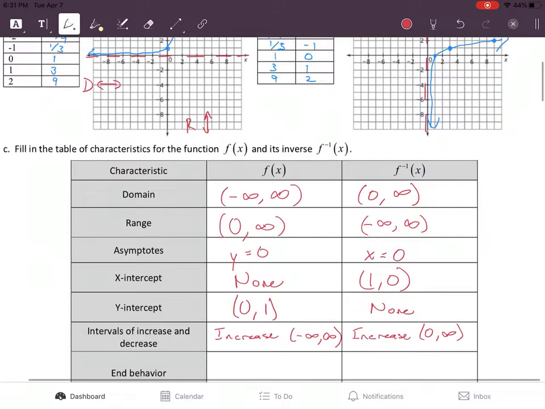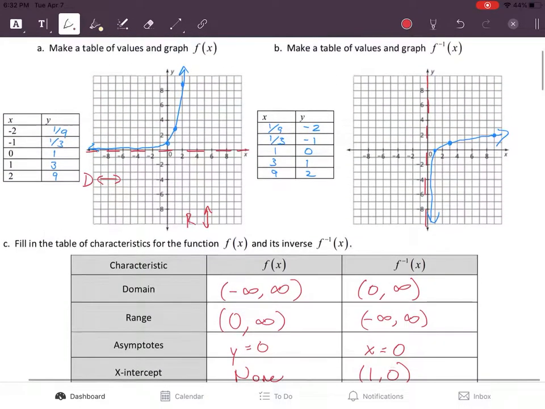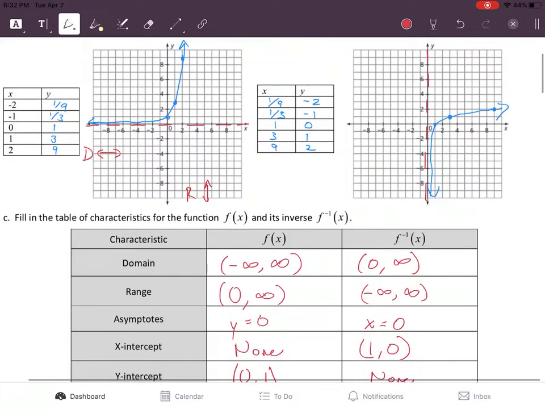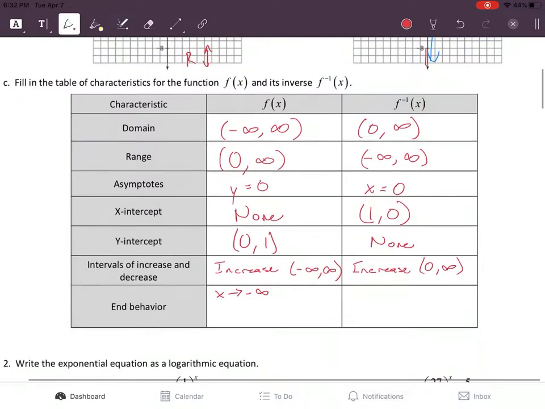Okay. And lastly, the end behavior. So we look at the first function. As x goes to the left towards negative infinity, what is the graph doing on the y values? As x goes towards negative infinity, y gets closer and closer to 0. It never crosses 0, it just gets closer and closer to it.